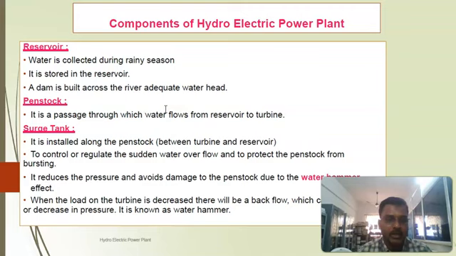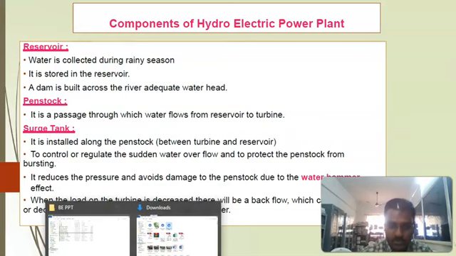Components: the reservoir is where water is collected during the rainy season and stored. A dam is built across the river to provide an adequate water head. The penstock is a passage through which the water flows from the reservoir to the turbine. The surge tank is installed along the penstock to control and regulate sudden water overflow and to protect the penstock from bursting. It reduces the pressure and avoids damage.